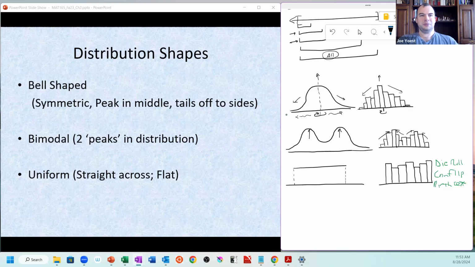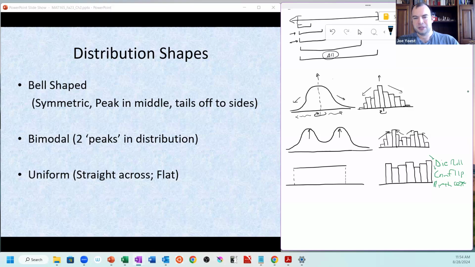But uniform distributions, when I think of them, my first thought is, okay, this is probably something that was kind of carefully constructed to be this way. Something like a die roll, a coin flip, the number that comes up on a roulette wheel, which bingo ball is chosen, those kinds of things.